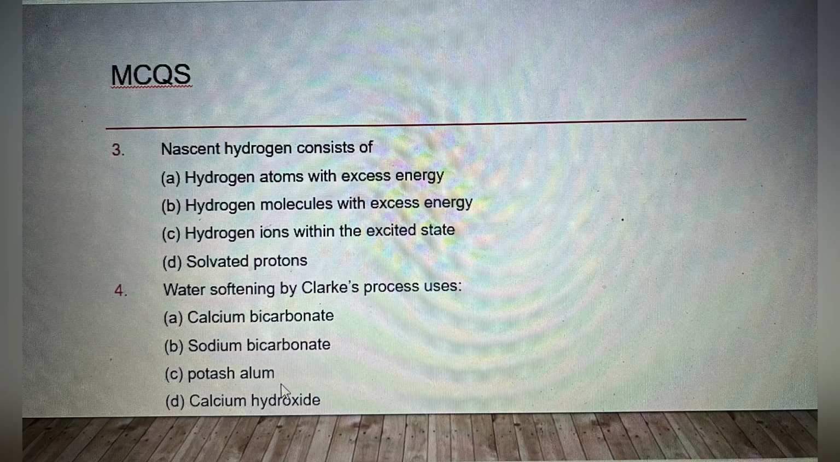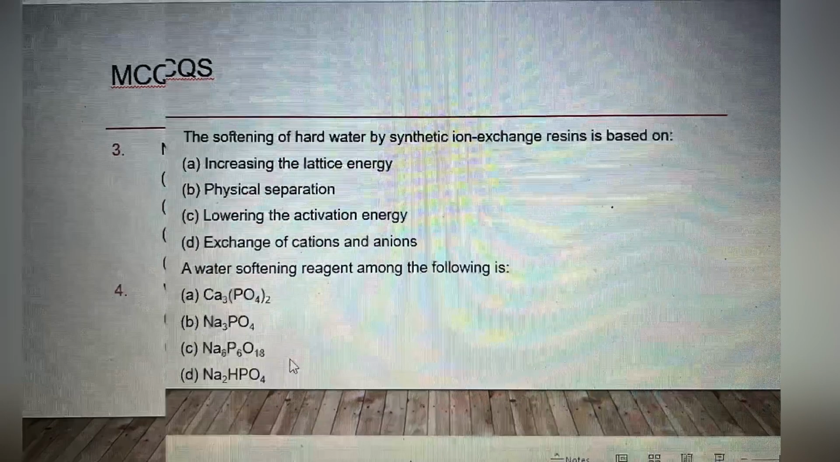Next, fourth question. Water softening by Clark's process uses: number one, calcium bicarbonate; sodium bicarbonate; potassium; calcium hydroxide. So fourth, D is the right answer. Calcium hydroxide is used for water softening by Clark's process.